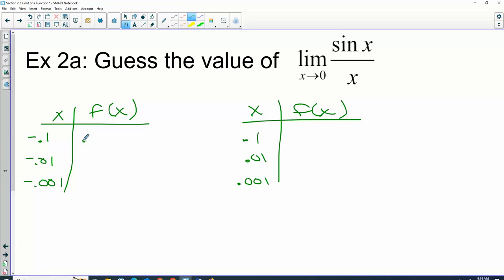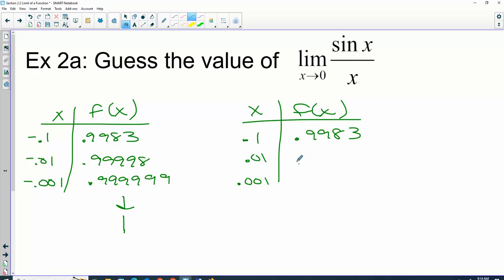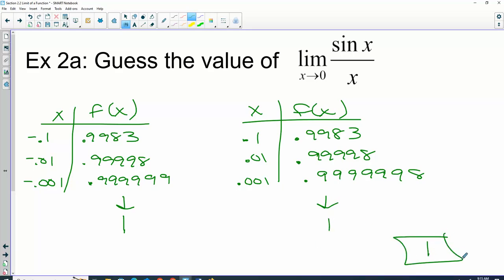Anna, what'd you get? 0.9983. Toby? 0.99998. Cole? 0.99999. I lost track of how many 9s we had. A bunch. So what's it approaching? 1. Alright. Tanner, what'd you get? 0.9983. Bryson? 0.999998. And Hunter? A bunch of 9s, I'm guessing. Okay. So what's that one approaching? 1. So our limit is equal to 1.